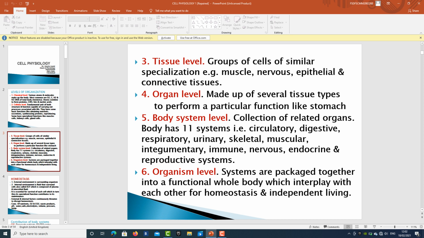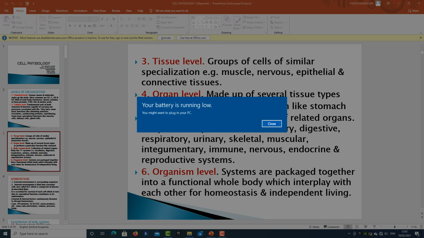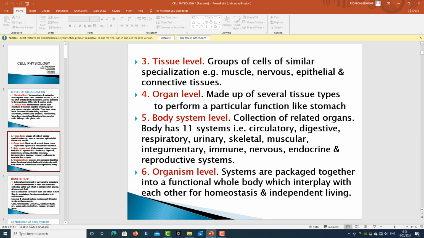Now, when a cluster of cells work together, they form a group of cells of similar type, similar function, similar structure, and they are specialized to give rise to a tissue. And what is that tissue? That can be muscle tissue or nervous tissue, epithelial, connective tissues. Then these tissues combine together to give rise to a particular structure which has a specific function. And what is that level? That is the organ. Then we do have the body system level, a collection of related organs.